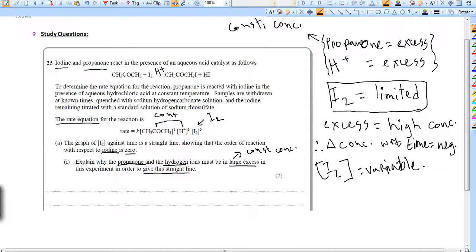So why are we taking these two concentrations as constant? That's because we are here determining the order of iodine from the experiment. We are interested in finding the order of iodine in this reaction. So that is why we keep these two concentrations constant and vary this concentration, and by varying it we see how this affects the rate. I hope you have got the answer.